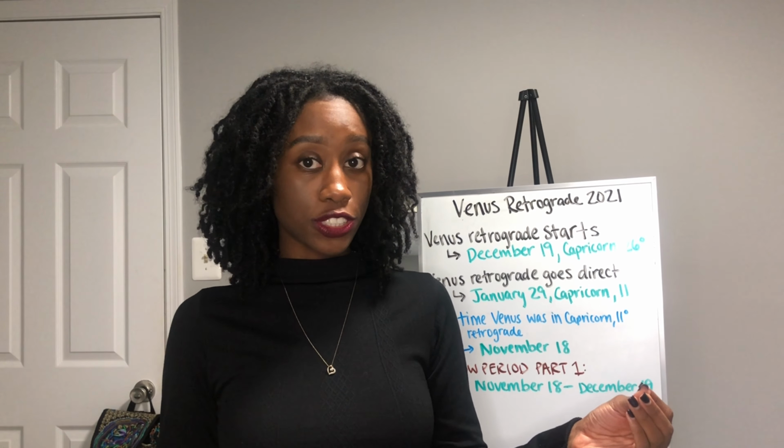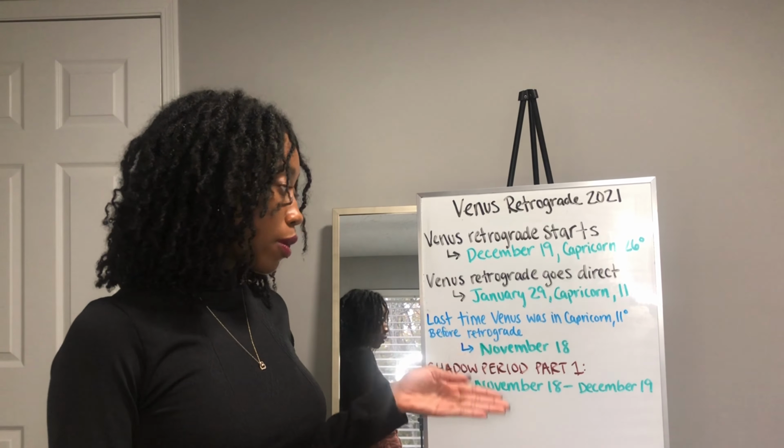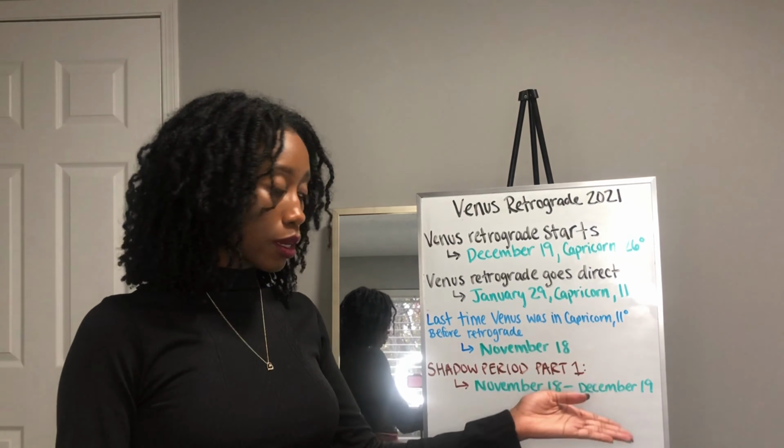Using the information, we now have the first shadow period, the shadow period that occurs before the actual retrograde. That will be November 18th through December 19th. So as of now, we have determined that our shadow period begins November 18th. It goes all the way up until December 19th, when Venus actually goes retrograde at 26 degrees. Then we know that Venus will go direct on January 29th.